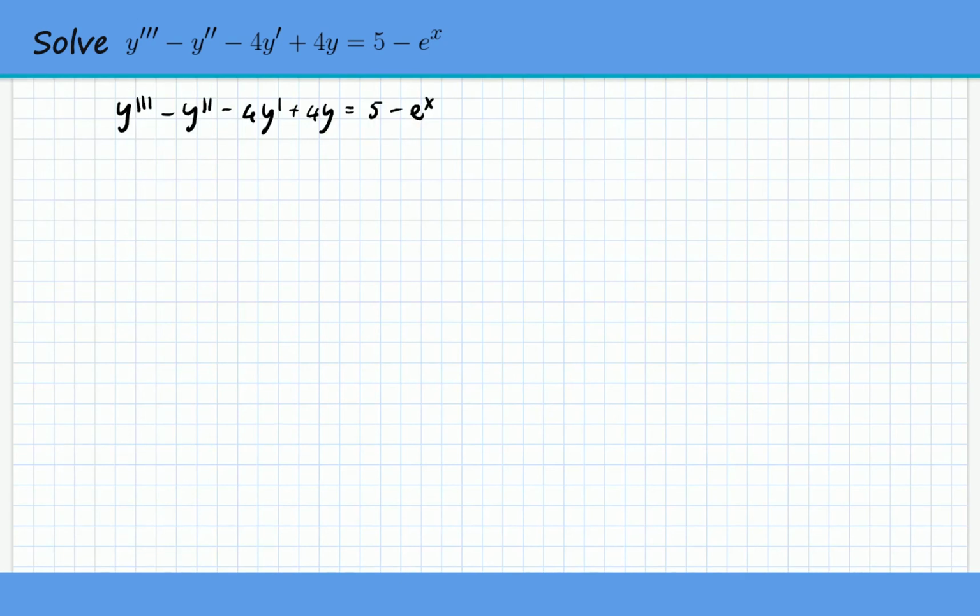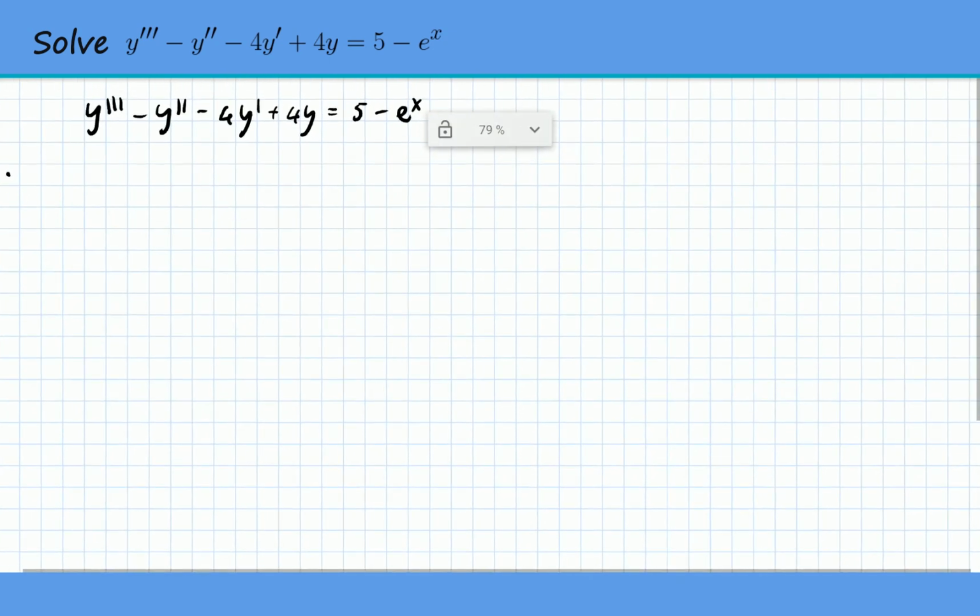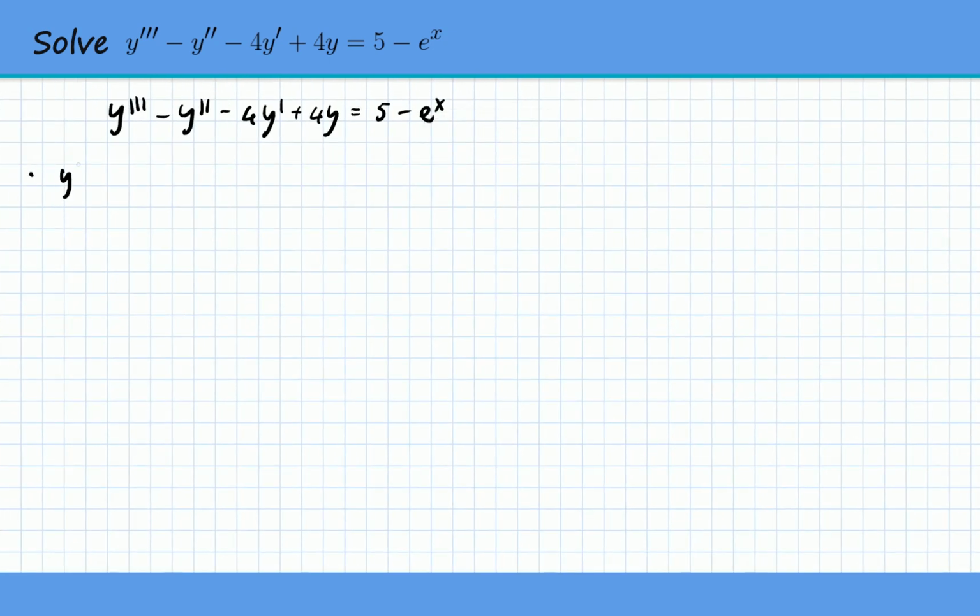Now we have an example of a third order equation, still linear with constant coefficients and non-homogeneous. So first of all, we solve the associated homogeneous equation: y''' - y'' - 4y' + 4y = 0. The corresponding cubic algebraic equation is lambda cubed minus lambda squared minus 4 lambda plus 4 equals 0.